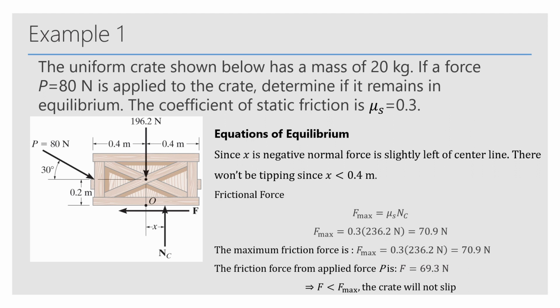And then we see that frictional force, if you use the static equation, the maximum frictional force that could occur here is 70.9 newtons. And then what we found from our equations, solving for how P affects this, is that the frictional force that it's experiencing is 69.3 newtons. So this is less than the maximum static friction that could be applied to this before it starts slipping. So the crate will not be moving and it will not be slipping.